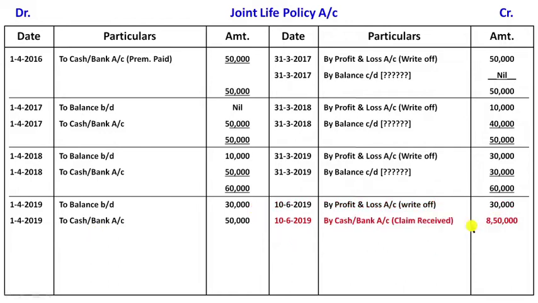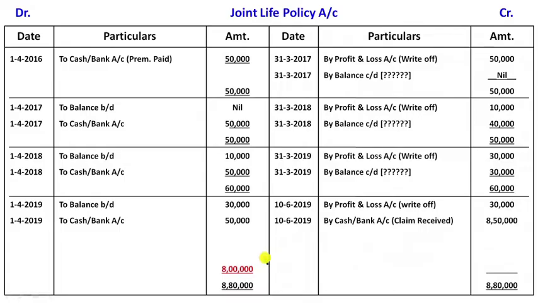Now claim received. Claim received on 10th of June 2019 by cash and bank account on the credit side of joint life policy, that is 8,50,000. Claim received. Done. Now we will close the account. Total 8,80,000. The debit side balance we get is 8 lakh.